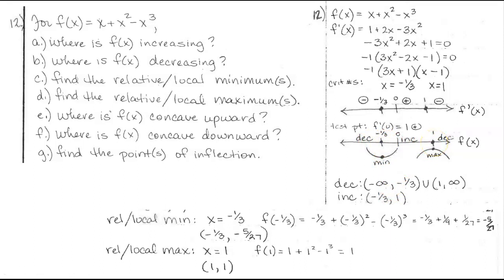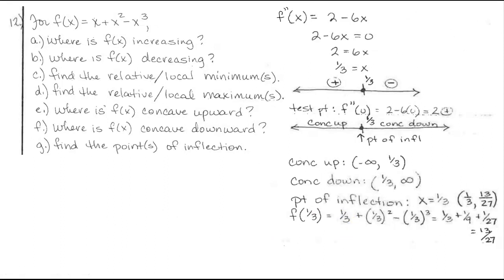Now, those are maximums and minimums of the original function. So I'm going to plug those back into the original to get the y value that goes along with them, and that's what we've done right here. We're going to do almost the exact same thing for the second derivative to determine our concavity and points of inflection. So we're going to take the second derivative, set it equal to 0, and that's going to give us our possible point of inflection.